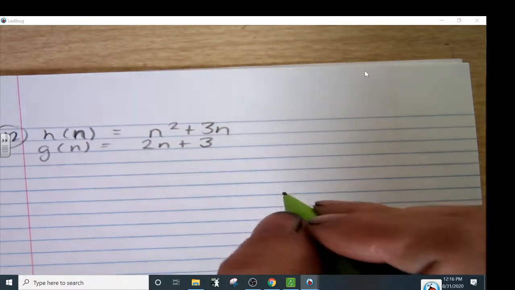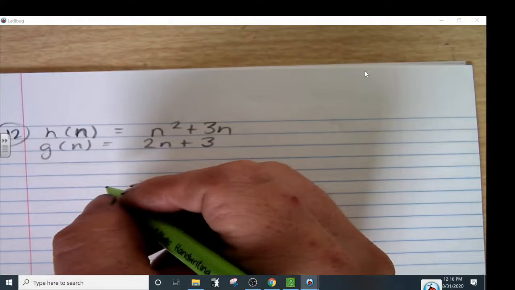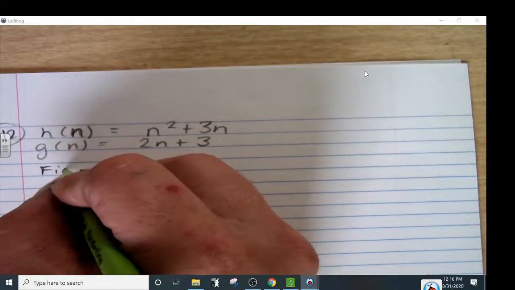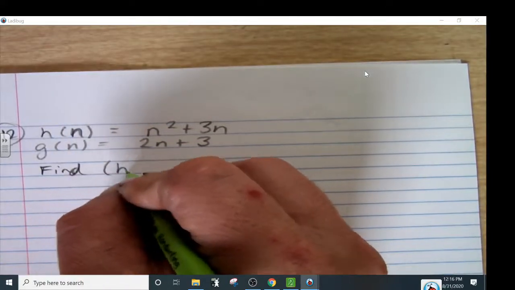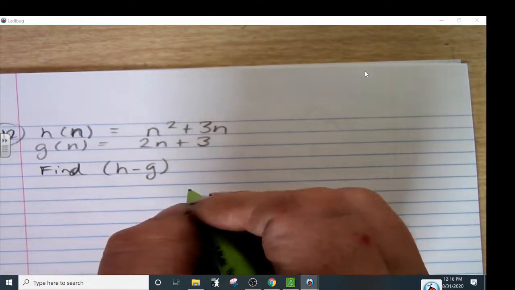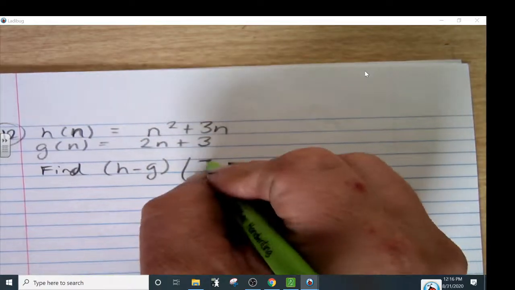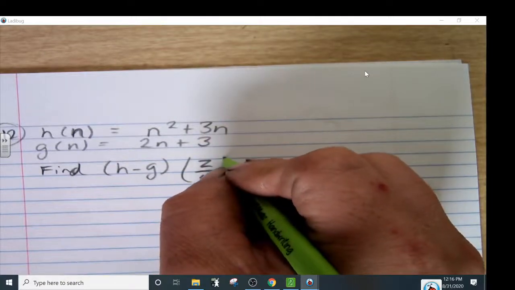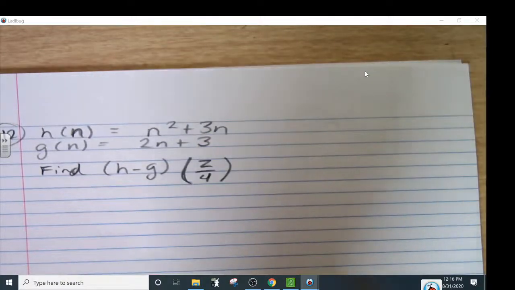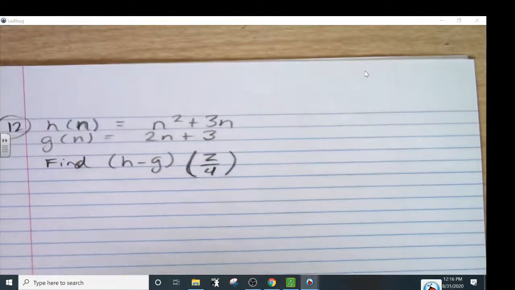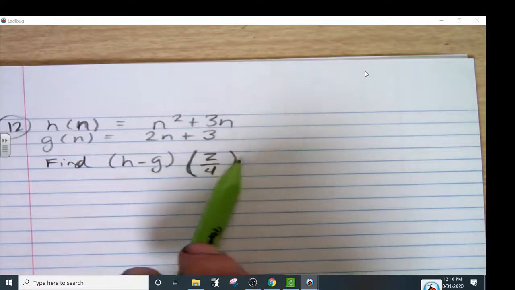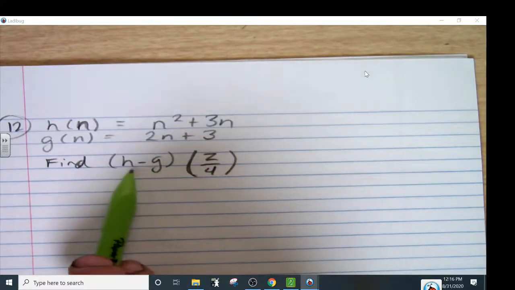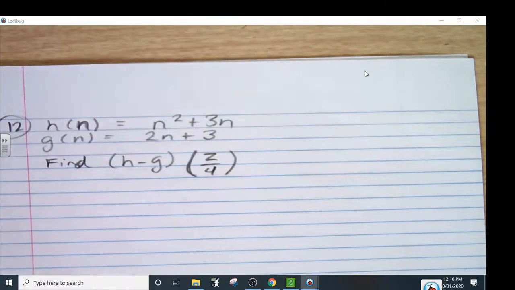Okay, and what it wants you to find is h minus g, and then it wants you to plug z divided by 4 in for your input value. All right. Now, first of all, guys, what I would do first, don't worry about this right now. We want to do this first, okay? We want to do the h minus g part first.